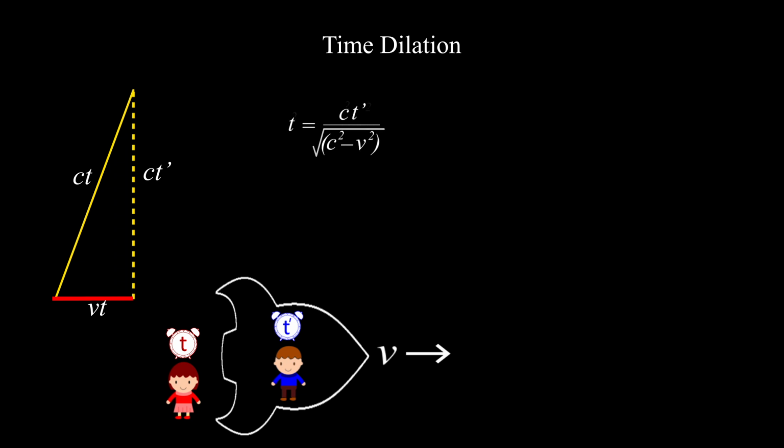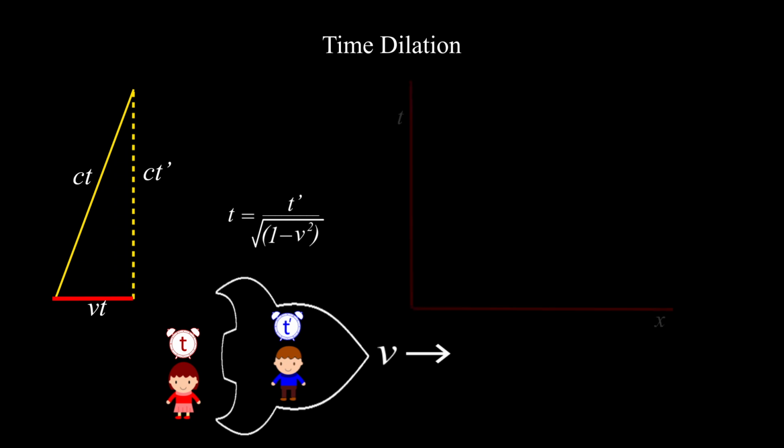In relativity, it's often convenient to use natural units where c equals 1. This is the time dilation formula, and it says that the time measured by the girl for the boy to travel a distance vt is equal to the time the boy measures divided by the square root of 1 minus v squared. So the girl measures a longer time than the boy does for this trip.